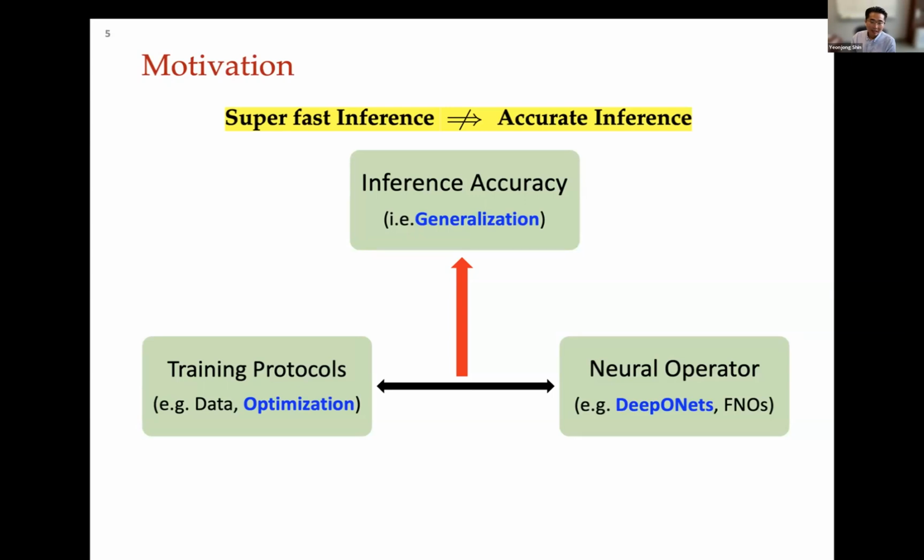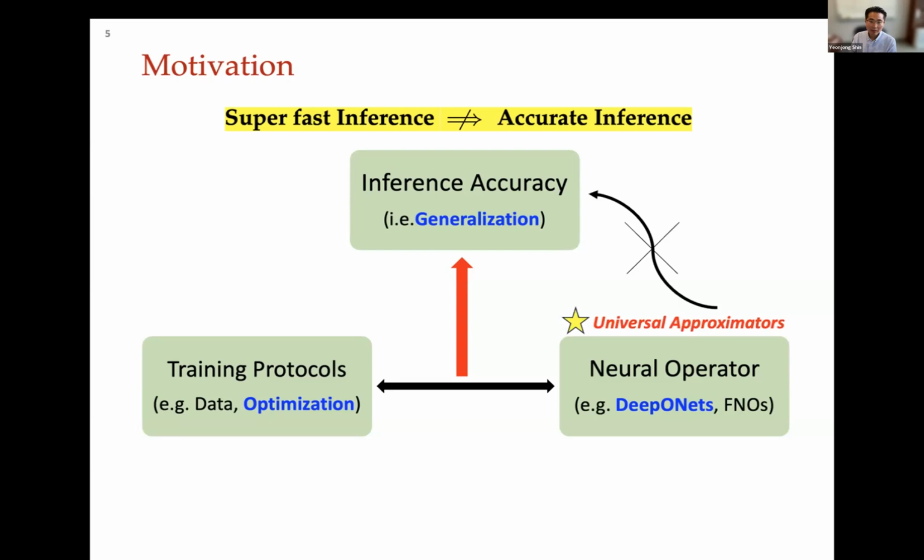But that is not the end of the story. We also have training protocols, like how we process the data, and how we optimize over them. By combining these we get some inference accuracy, or in easier words, generalization performance. But if we look at this process more carefully, we know that almost all neural operators proposed these days are universal approximators. So in theory, each and every model should do a good job in approximating a certain operator of interest. So this suggests that this itself does not imply accurate inference or good generalization performance.